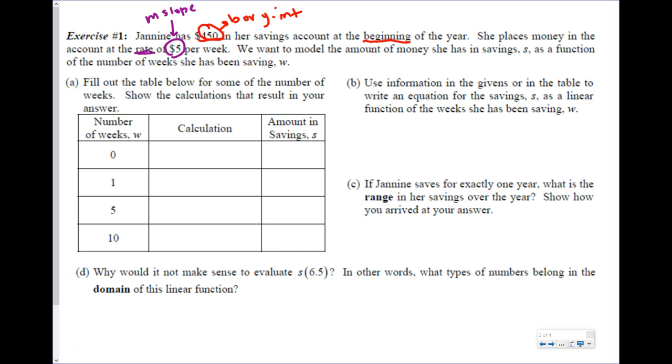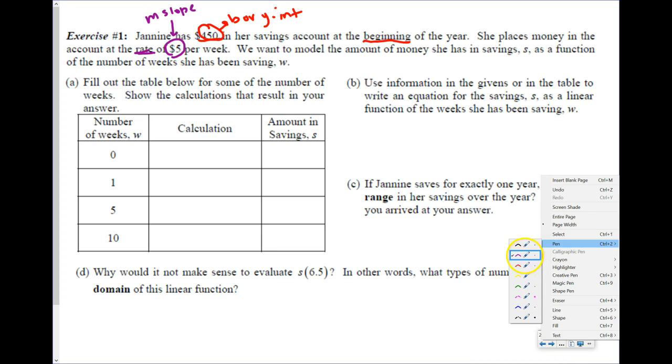Okay, so these are key words that you look for when you see a word problem. Rate, start, beginning, to figure out what your slope and your y-intercept is. We want to model the amount of money she has in savings as a function of the number of weeks she's been saving. So part A, fill out the table below for some of the number of weeks. Show the calculations that result in your answer.